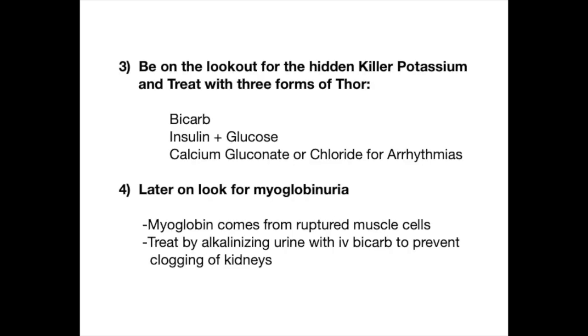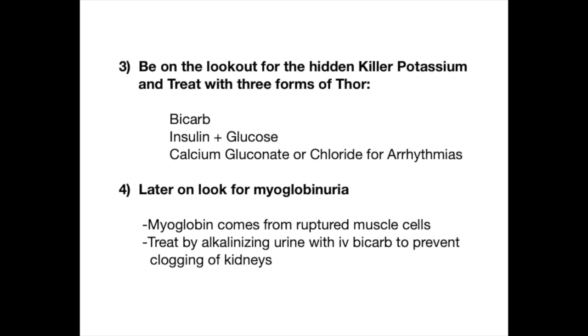Next, we need to be on the lookout for the hidden killer, potassium, and treat or combat it with the three forms of Thor: bicarb, insulin and glucose. And then if there are life-threatening arrhythmias, we need to use calcium gluconate or calcium chloride to stabilize the heart membrane.